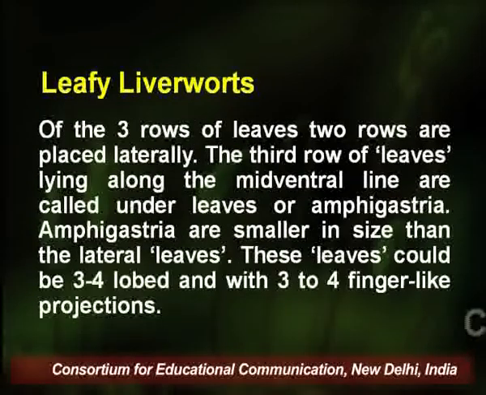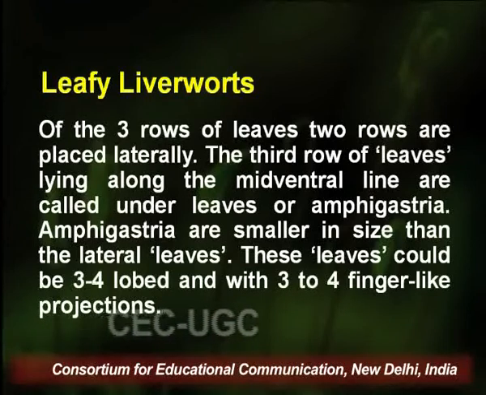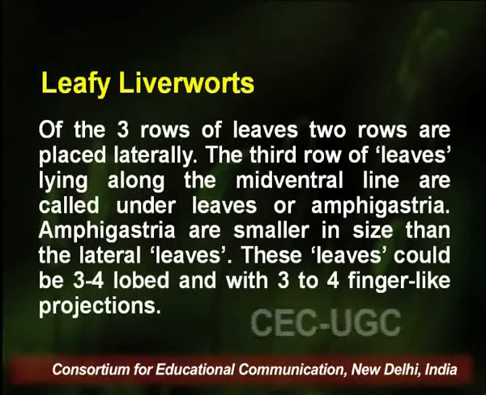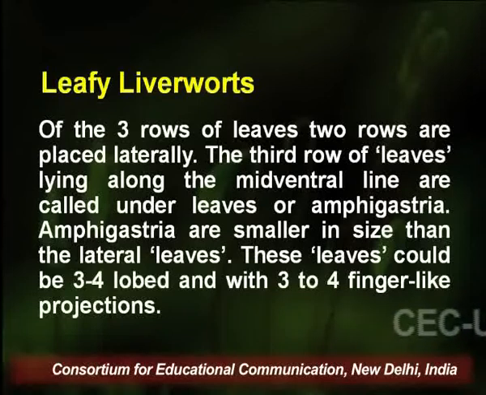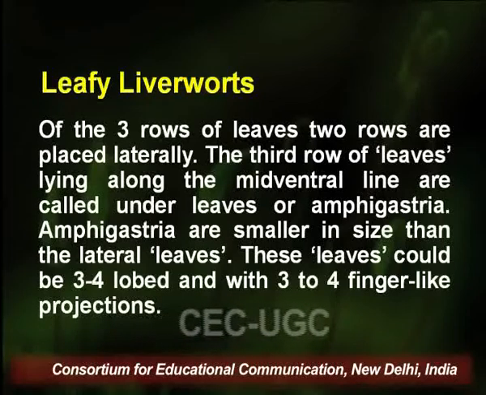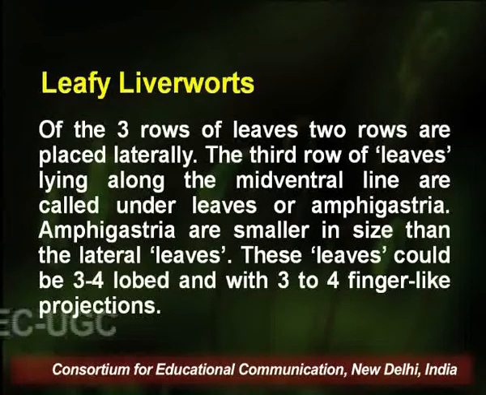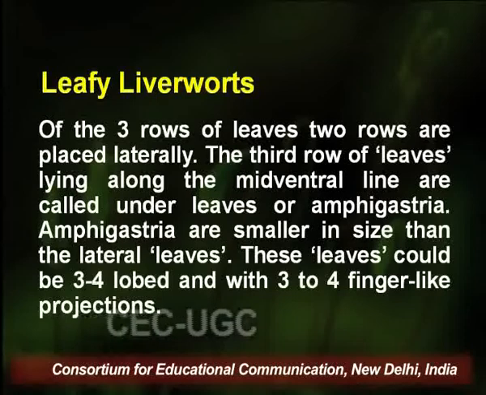Of the 3 rows of leaves, 2 rows are placed laterally. The 3rd row of leaves, lying along the midventral line, are called underleaves or amphigastria. Amphigastria are smaller in size than the lateral leaves. These leaves could be 3 to 4 lobed, with 3 to 4 finger-like projections.